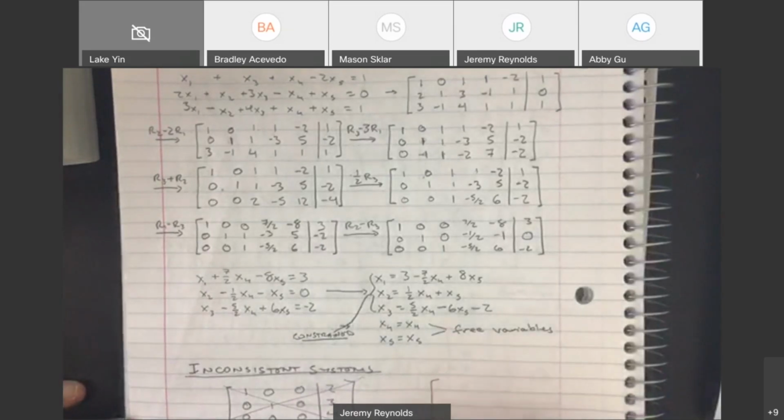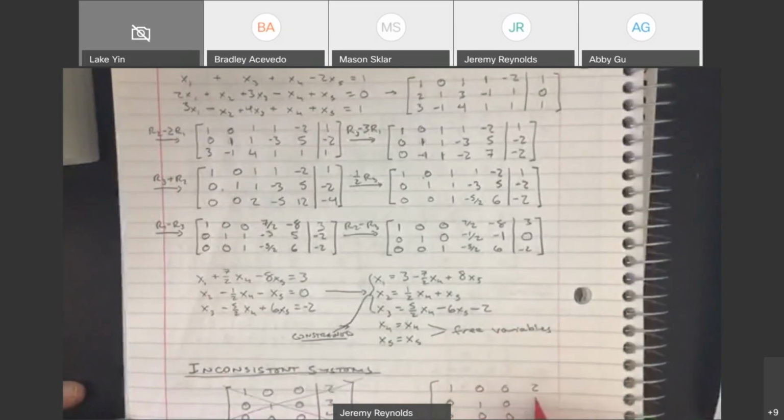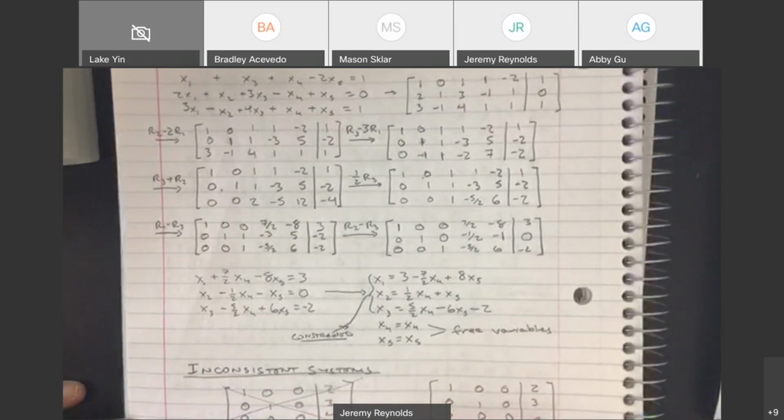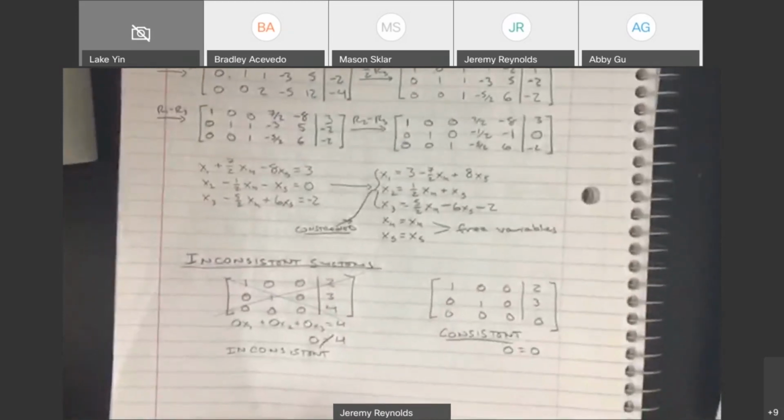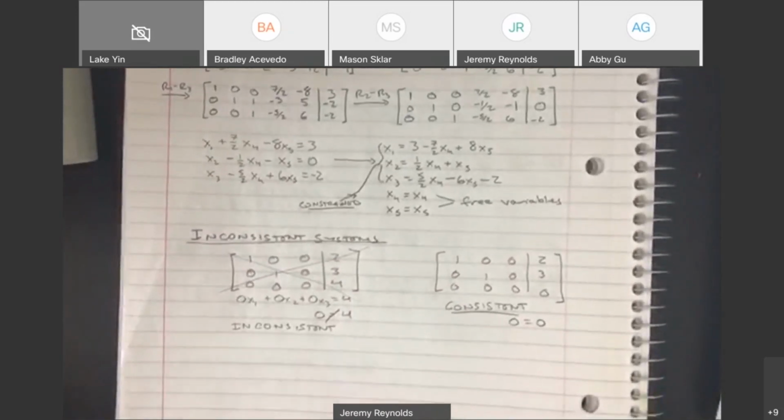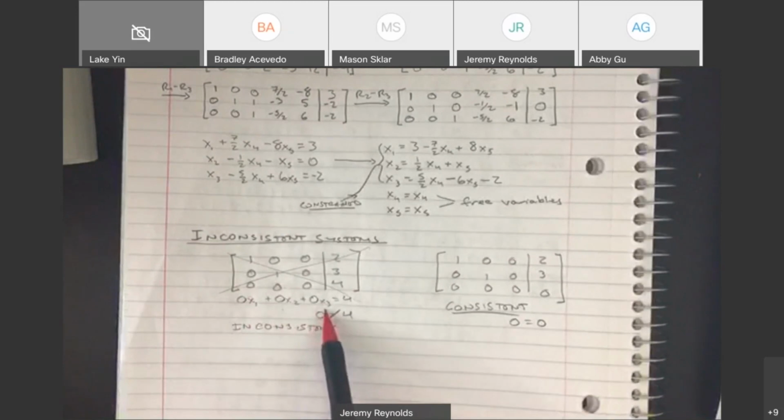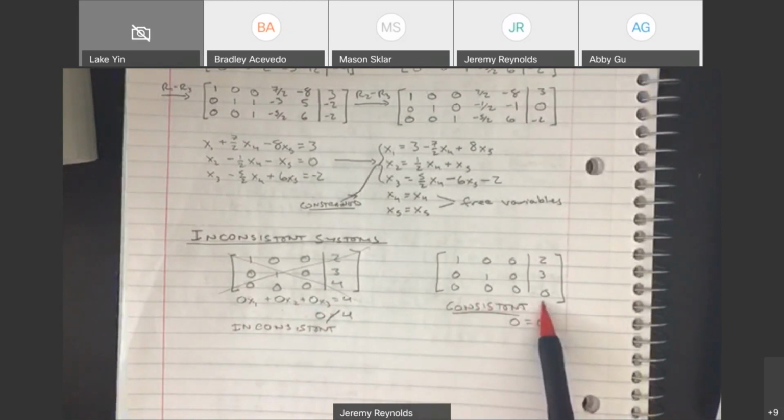And then if we were to have something that looks like this, this is consistent. As we can see, 0 equals 0. So we can see that this one's inconsistent because we have 0x1 plus 0x2 plus 0x3 equals 4. So 0 equals 4. There's no solution to this problem. Over here, if the bottom row is all zeros, then it can still be a consistent system. So that's kind of the difference.